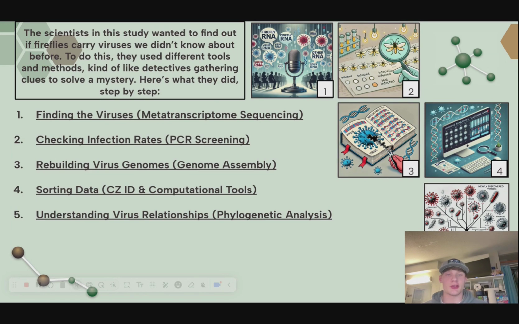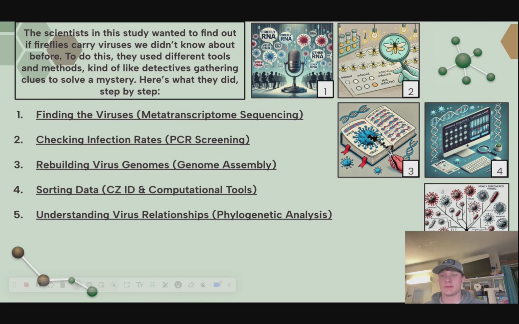And this correlates to image number 1, which illustrates a microphone recording different voices in a crowded room, with speech bubbles labeled firefly RNA, virus RNA, etc., to show how scientists listen for viruses in genetic material.